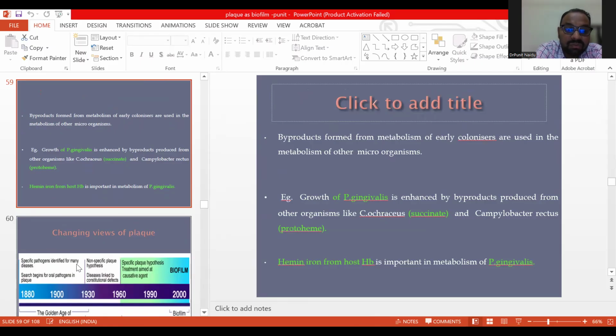For example, growth of P. gingivalis is enhanced by byproducts produced from other organisms like C. ochraceus, which produces succinate, and C. rectus, which produces protoheme. Heme and iron from host hemoglobin are important in the metabolism of P. gingivalis.